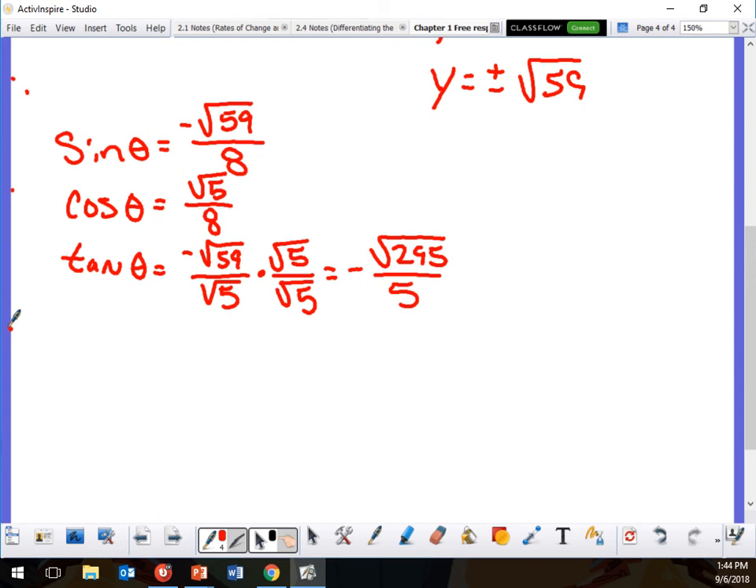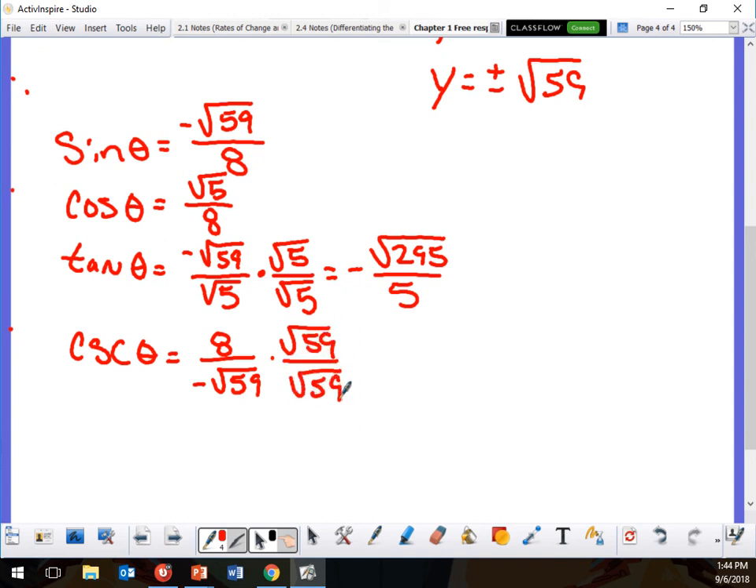What comes after tangent? Cosecant. So cosecant's going to be what? This is going to be r over y. 8 over negative rad 59, right? Yeah. So to rationalize, I have to multiply top and bottom by rad 59. So that's going to give me a negative out front. 8 rad 59 over 59. Good.